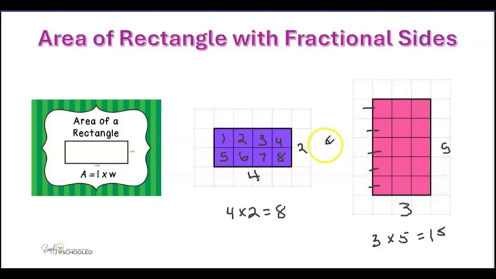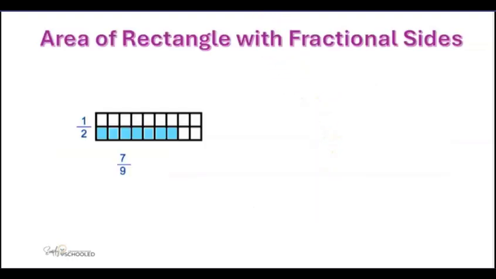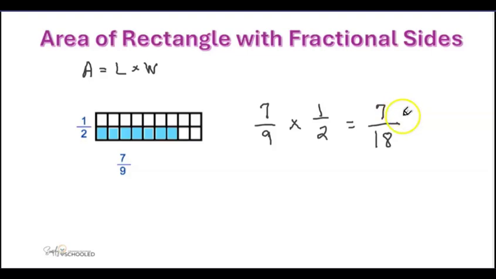So it's really kind of cool the way formulas work in math. The one thing about math is the formulas always work, which means it also works for fractional sides. Remember, area equals length times width. So here we have a picture, and the length is 7/9 and the width is 1/2. All we have to do is multiply them. 7 times 1 is 7. 9 times 2 is 18. So our answer is 7/18.